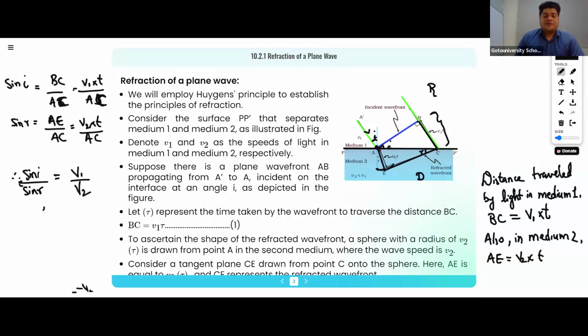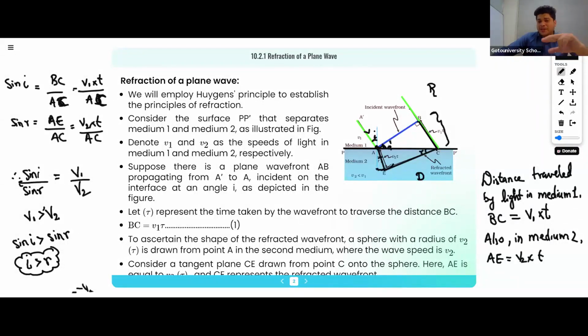Now, we know that V1 is greater than V2, right? Velocity in the rarer medium will be greater than velocity in a denser medium. If V1 is greater, that means sine I is greater than sine R. As the angle is very small, you can say that I is greater than R. This is what you have to prove, that the angle of incidence is greater than the angle of refraction. So this was your derivation for the refraction of plane wavefront.